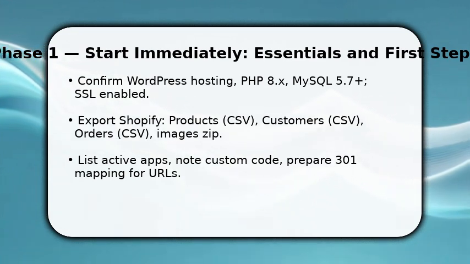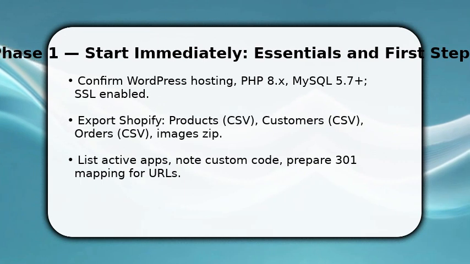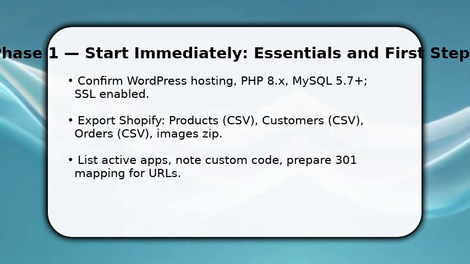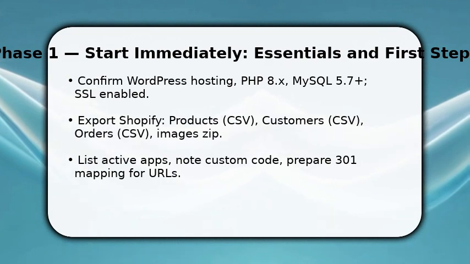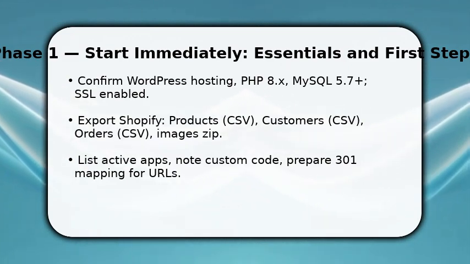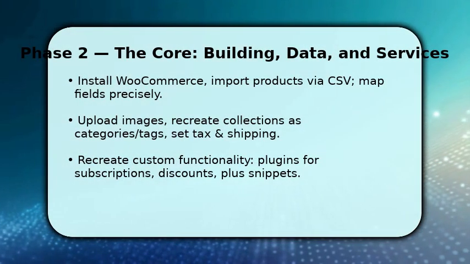Once done, install a fresh WordPress instance and WooCommerce. Make sure file and DB backups are ready before importing, because this step prevents costly rollbacks later. Now you import and rebuild.